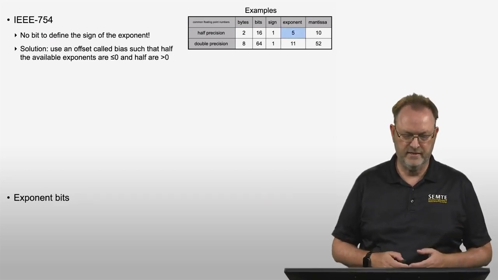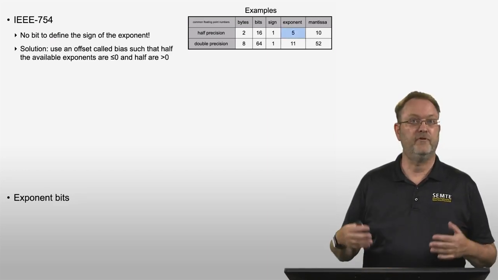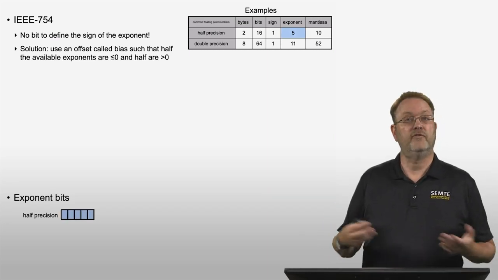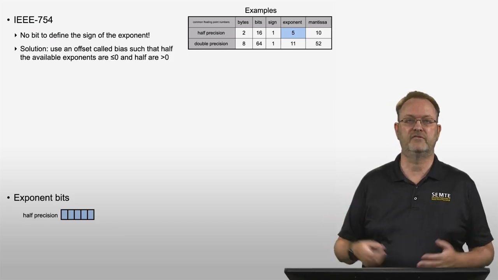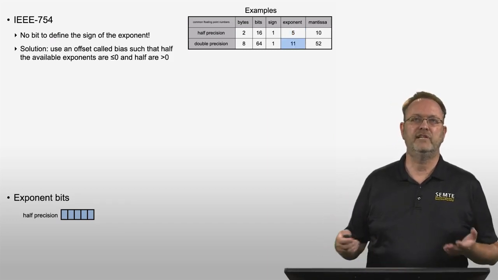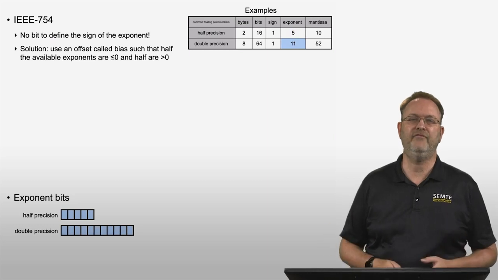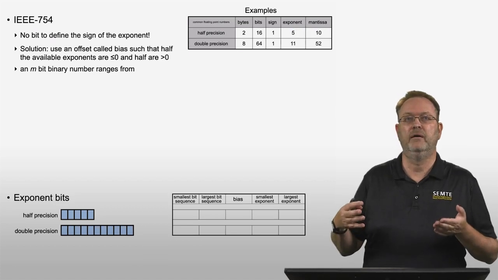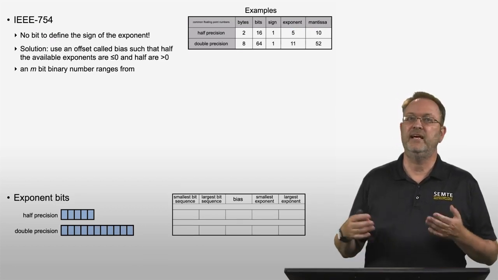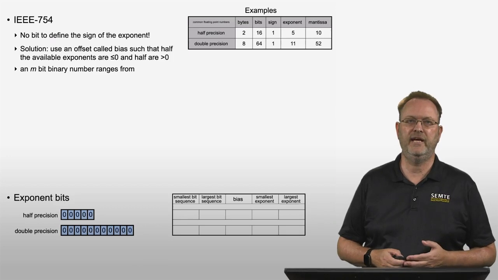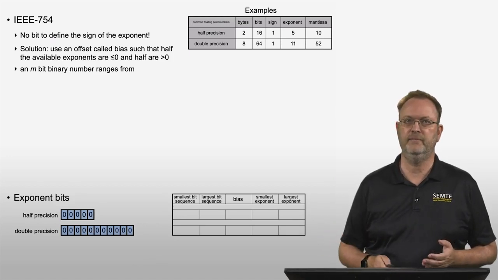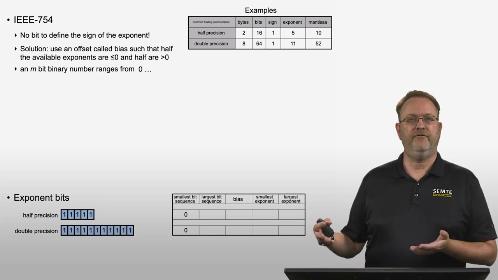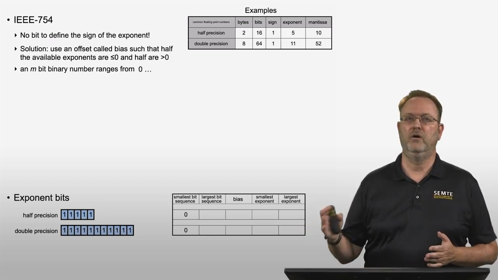So let's look at these exponent bits. For example, for the half precision definition and the double precision definition. For half precision numbers, we have 5 bits for the exponent. And for double precision numbers, we have 11 bits available. Now, if we have in general an m-bit binary number, that m-bit binary number can range from all zeros in the bits, so that would be the number 0, to the largest possible, which is bits of all 1, right?